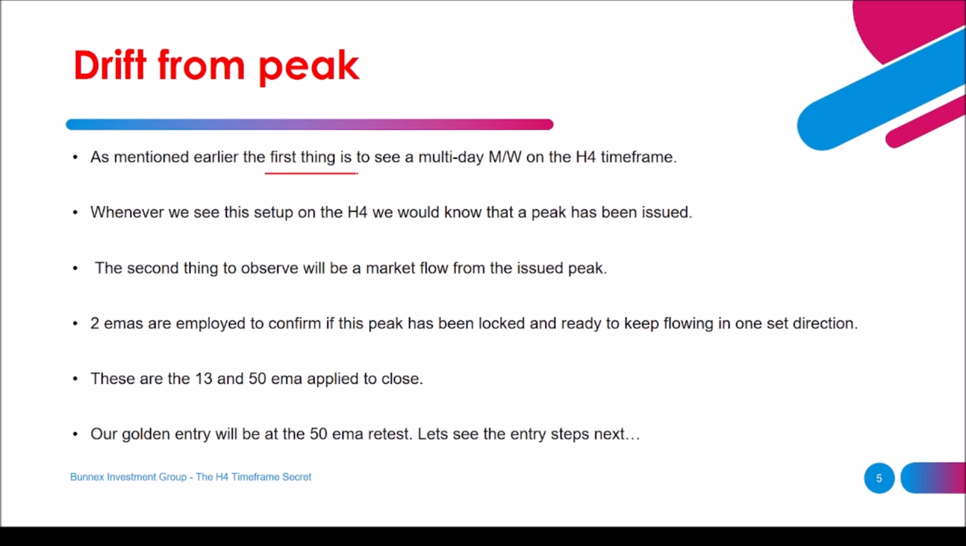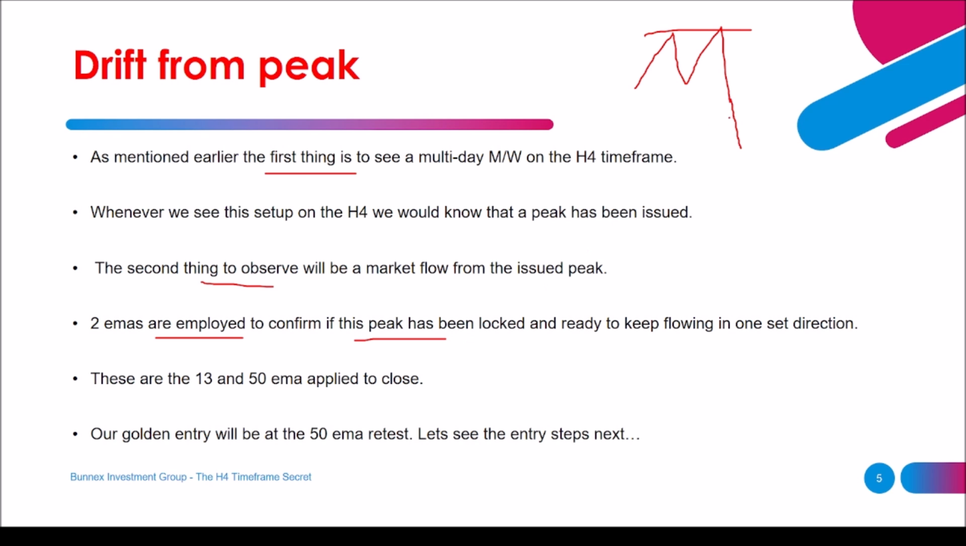As mentioned earlier, the first thing is to see a multi-day MOW on the H4 time frame. And whenever we see this setup on the H4 time frame, we would know that a peak has been issued. The second thing to observe will be a market flow away from that issued peak. Let's say we have seen a multi-day M. In this case, that's the first step. The second step is now to see a drift away from this peak, and then 2 EMAs are employed to confirm if this peak has been logged and ready to keep flowing in one set direction.